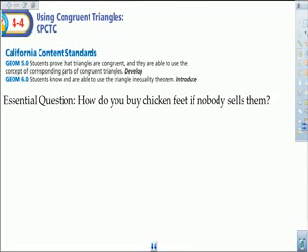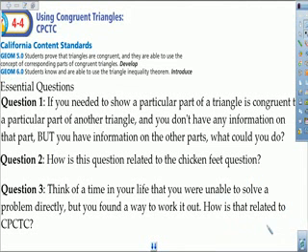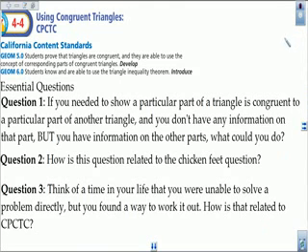Okay, here we go. Lesson 4-4, using congruent triangles, CPCTC. And that's going to be something we're going to be using, okay? So California Content Standards, make sure you write those down. And our essential question, how do you buy chicken feet if nobody sells them?